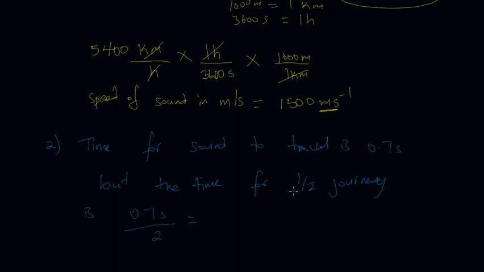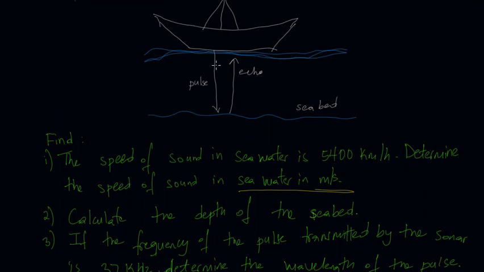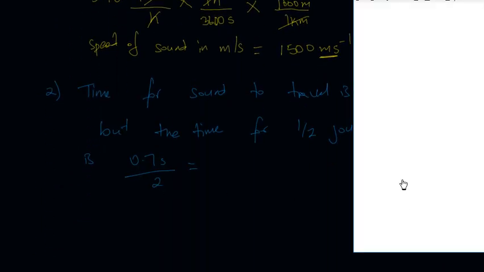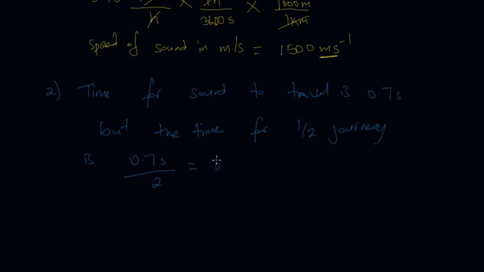Now the reason why we're considering half the journey is because we want to know the depth, right? And the sound made basically one trip down and then another trip up. So to find the depth, we have to consider half of the total journey that the sound traveled. So if we divide 0.7, we get a calculator. So 0.7 divided by 2 is 0.35. So that's our time to travel down to the surface of the ocean floor.